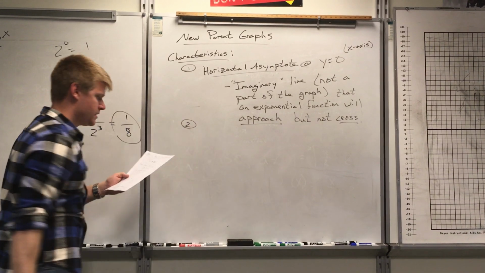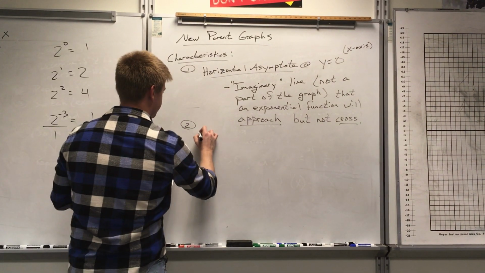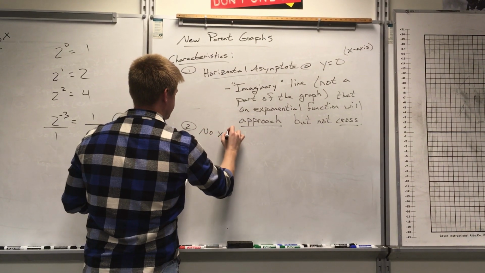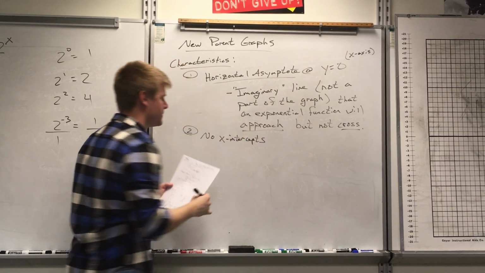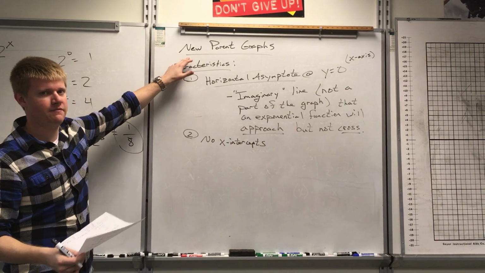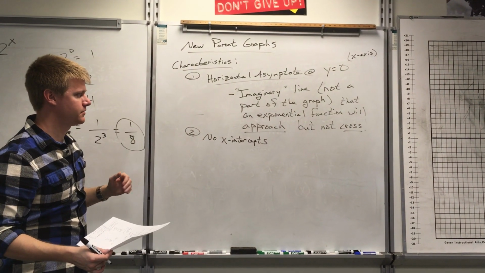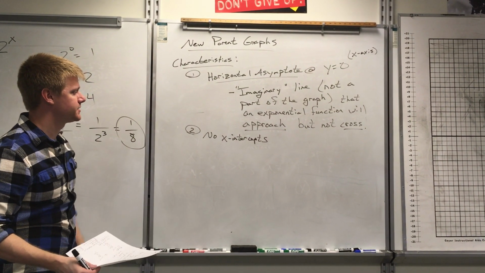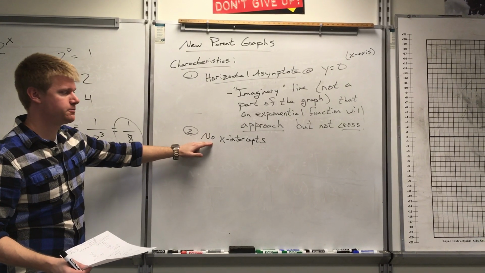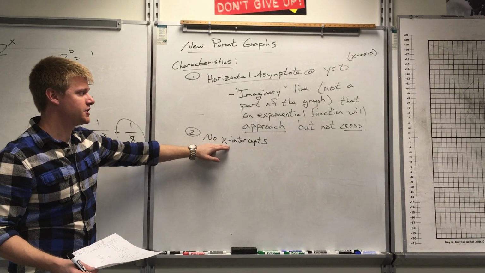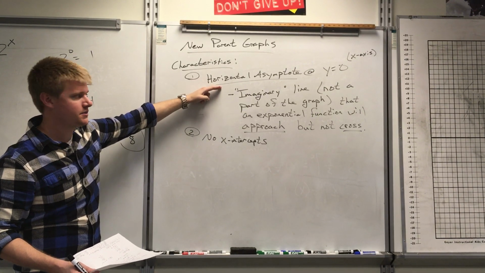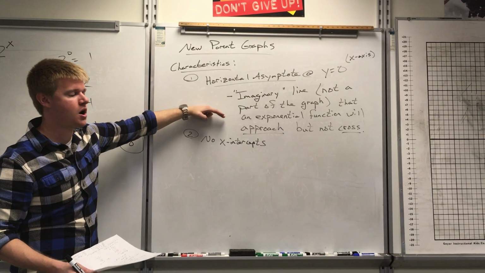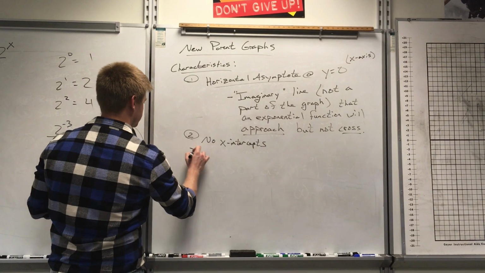Secondly, exponential functions have no x-intercepts. Or at least the parent graph of them will not have an x-intercept. We will have some that do cross the x-axis, but parent functions of exponentials do not have x-intercepts, and it's because of this: the line at the x-axis, it will not actually cross, it just approaches it.